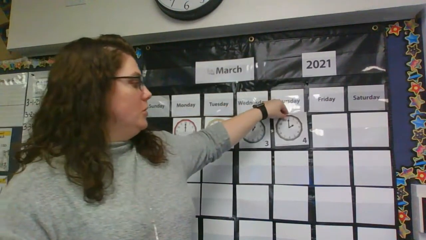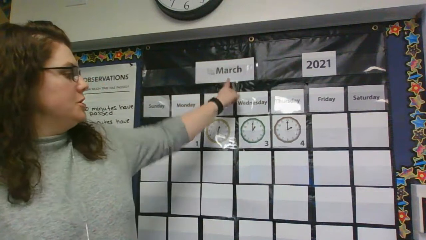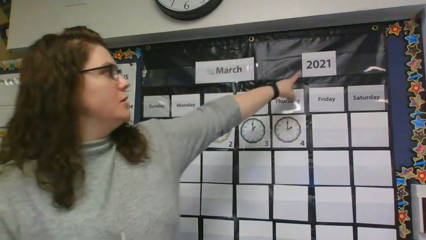Good. Let's put our whole date together. Are you ready? Today is Thursday, March 4th, 2021. And remember, March is our 3rd month. It goes January, February, March. So if it's month number 3 and it's the 4th day of that 3rd month, we have all we need to update our date card.